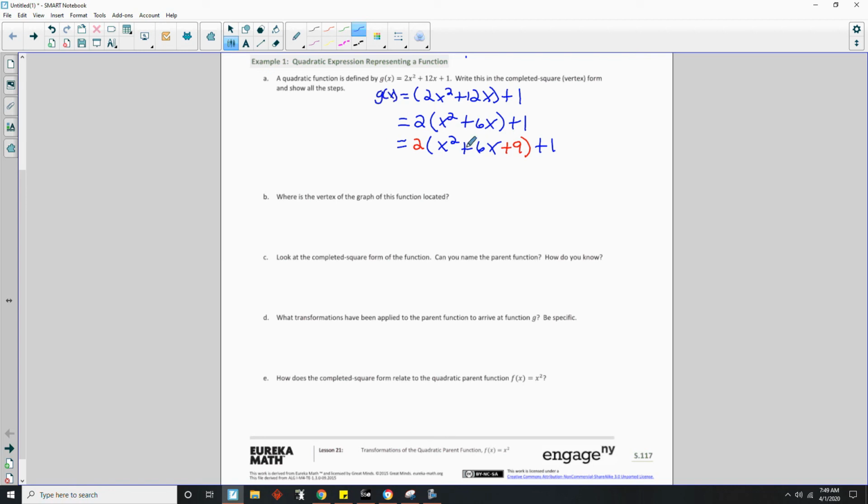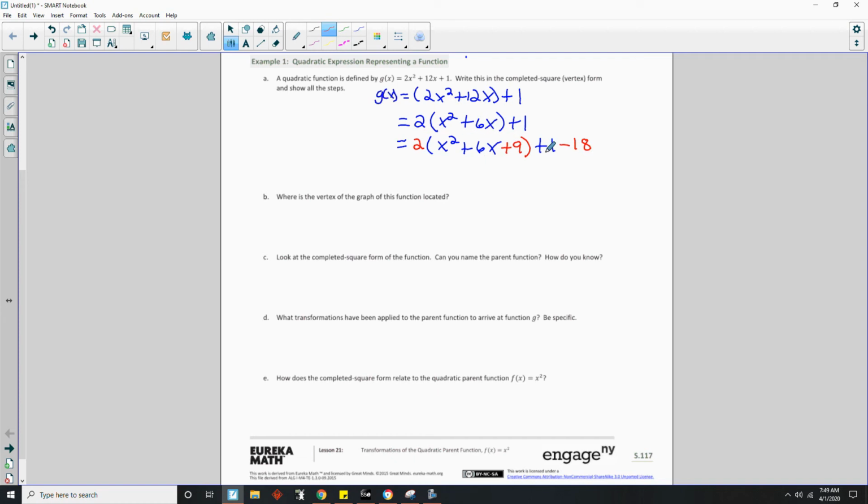And you're probably saying, well, where's the 18 coming from? Well, if I distribute now, 2 times 9 is 18, and that 18 just appeared there. So since I put 18 in, if I negate it out here, do the inverse of adding 18 by subtracting 18, this whole thing is plus 18 minus 18 is 0. So this is all still equal to the previous function.